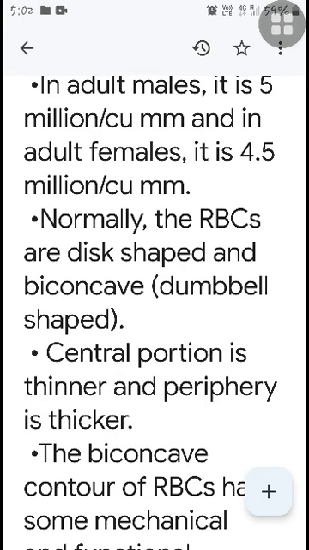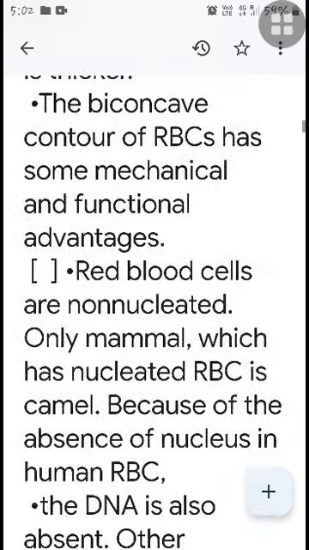Normally, the RBCs are disc-shaped and biconcave, dumbbell-shaped. The central portion is thinner and the periphery is thicker. The biconcave contour of RBCs has some mechanical and functional advantages.